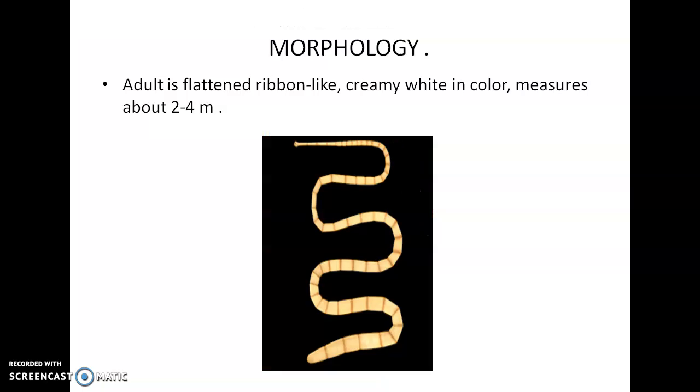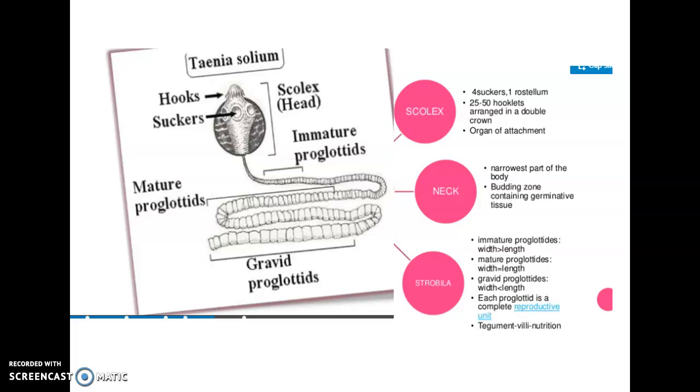About the morphology, you can see that it has a ribbon-like appearance, creamy white in color, measuring about 2 to 4 millimeters in size. We can divide its body into three different regions: the scolex, which is the anterior portion, the neck region, and the posterior strobila. So what are the parts in each region?